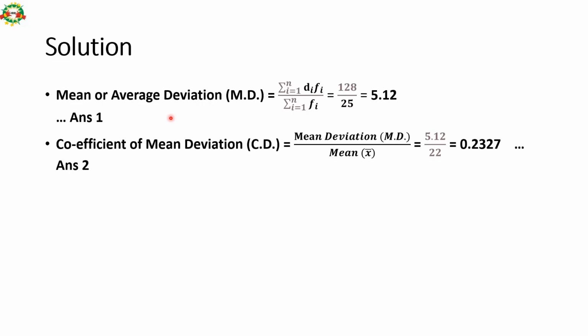So that means we know the formula. Mean or average deviation is the sum total of difference times frequency divided by the sum total of frequency. So 128 divided by 25, 5.12, the same value. And the coefficient of mean deviation is MD divided by mean, 22. We had calculated the mean in example 2. 5.12 divided by 22 is 0.2327. It's similar.